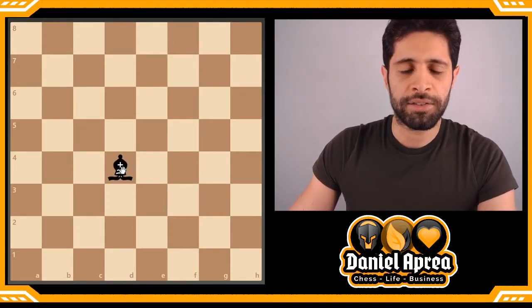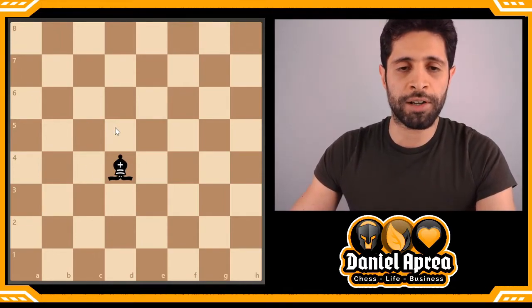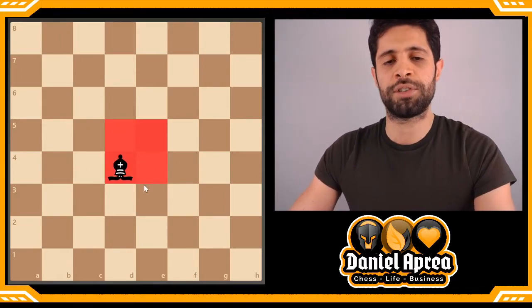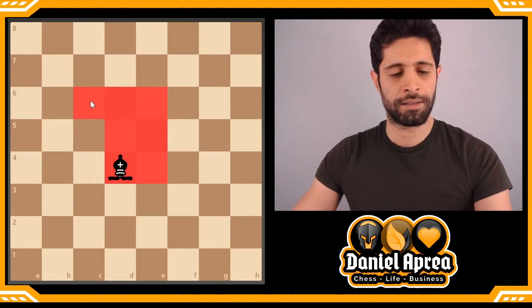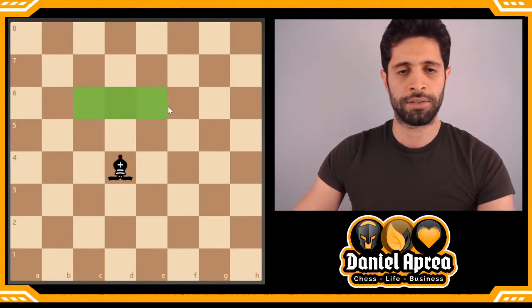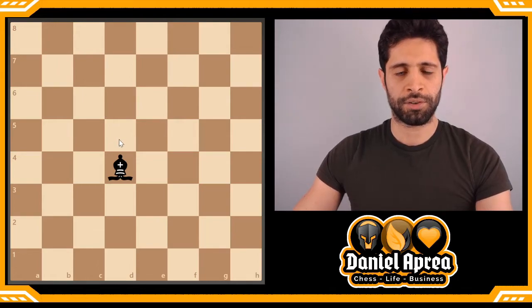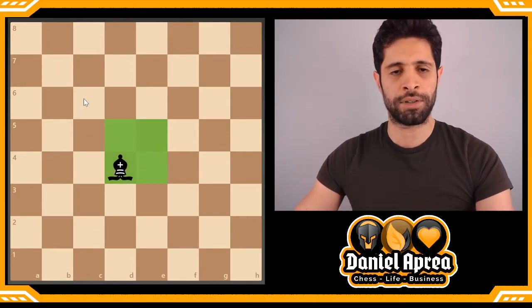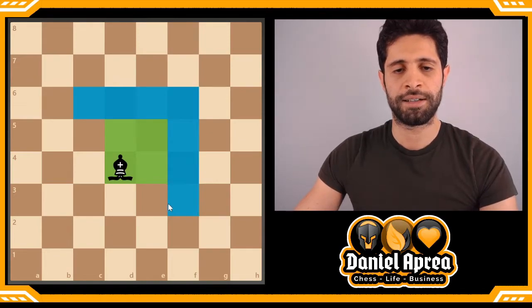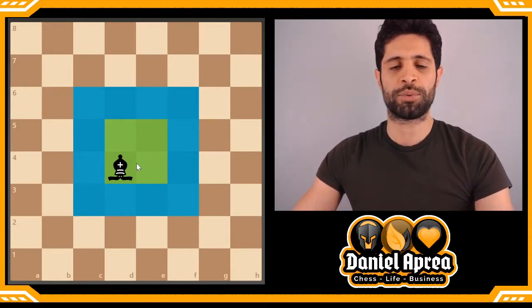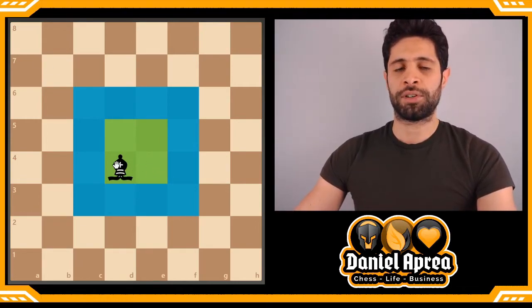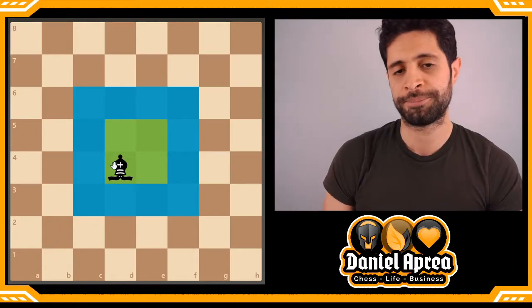Now the bishop. So if the bishop is in the middle of the board, and when we talk about center, we talk about these squares here. So this is the center of the board, and we can talk about the extended center. Let me use a different color. So this is the center of the board, and this is the extended center, including the four squares in the middle as well. So when a bishop is here, how many squares can this bishop control?